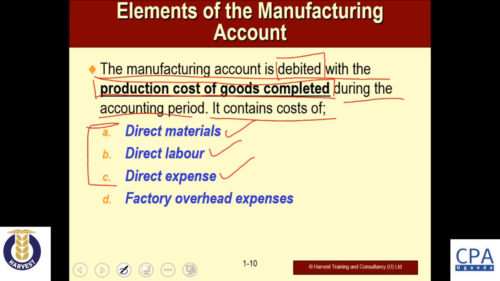As you can see on our slide here, we also debit the manufacturing account with the factory overhead expenses. Now, I'm bringing these ones last because they are indirect and cannot be traced to the product that is being manufactured. So they become overheads, and of course, there is supposed to be a criteria through which the firm is going to recognize these on the manufacturing account. So it means that in total, the manufacturing account will capture the cost of direct materials, the cost of direct labor, the cost of direct expenses, and the factory overhead expenses allocated following a specific basis. So these are the major elements that make up the manufacturing account.